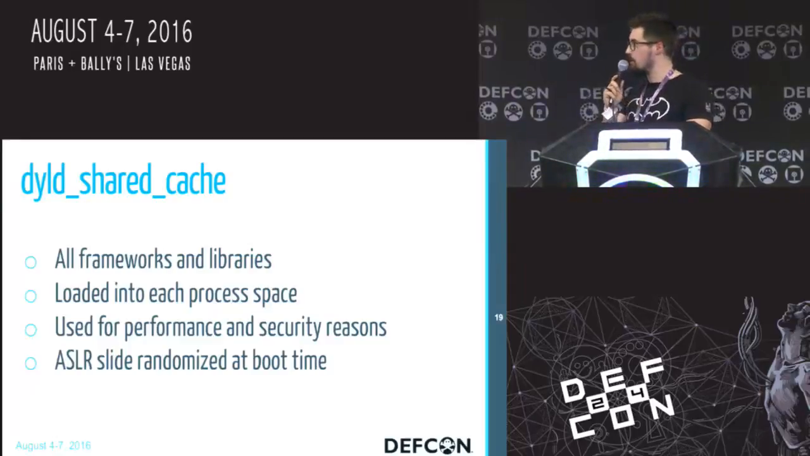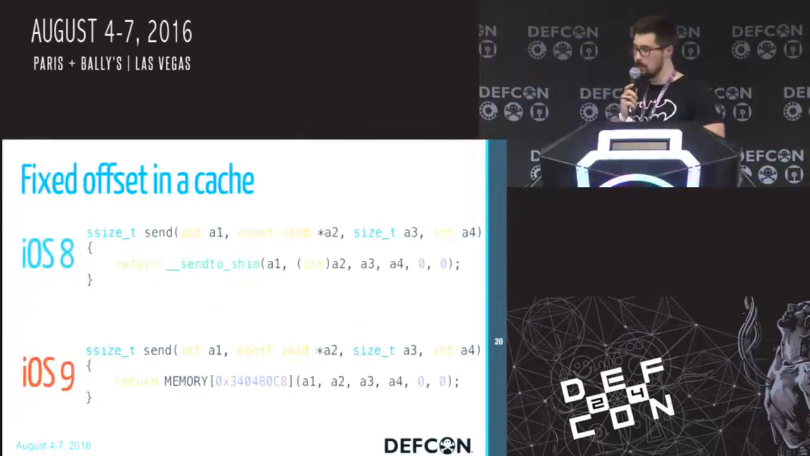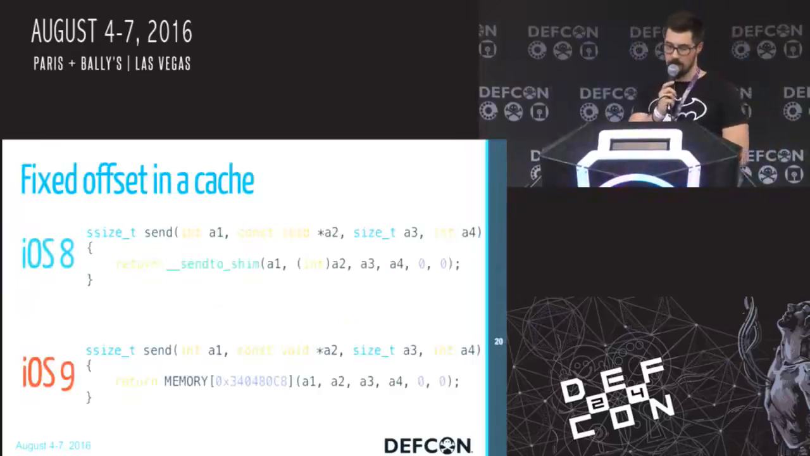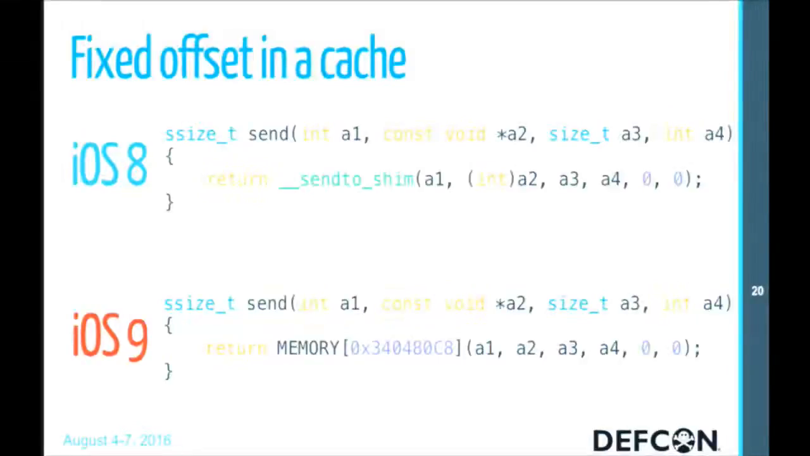It has a large slide which is randomized per device reboot. Previously, in iOS 8, Apple used special bind stubs in dyld shared cache. So basically, during dynamic linkage, the stub address will be updated.